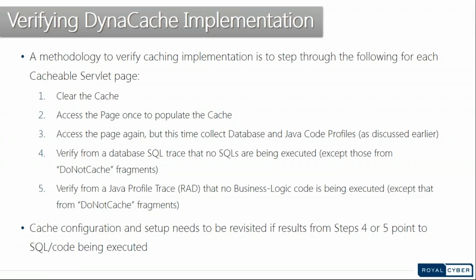Cache configuration and setup needs to be revisited if results from step 4 or 5 show a problem. For example, if you see that in the consecutive request the same code, the same logic, the same command, the same SQLs are being called, it means your cache is not properly designed. You will have to revisit your cachespec.xml and see what is going wrong, and you may have to make some changes to make it workable.